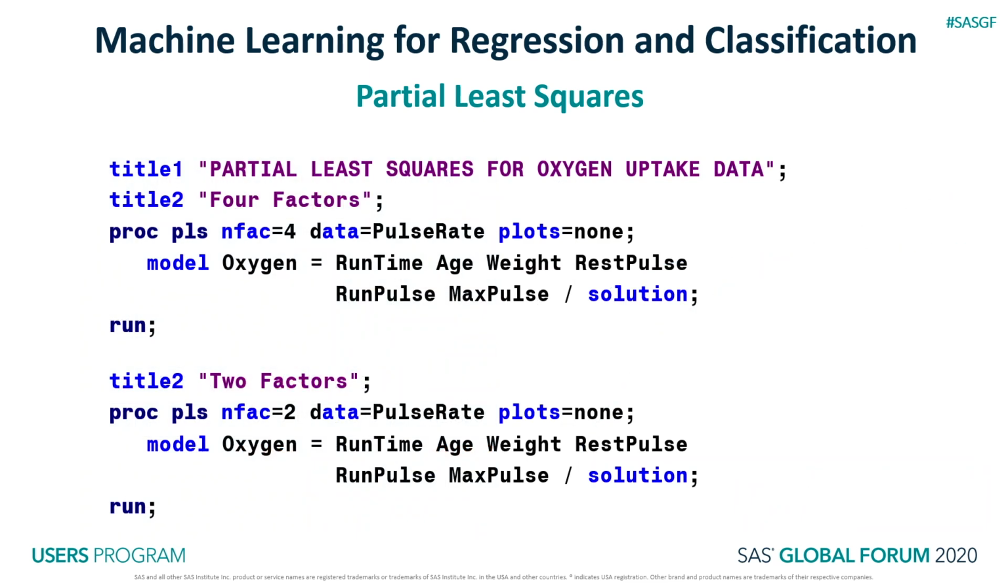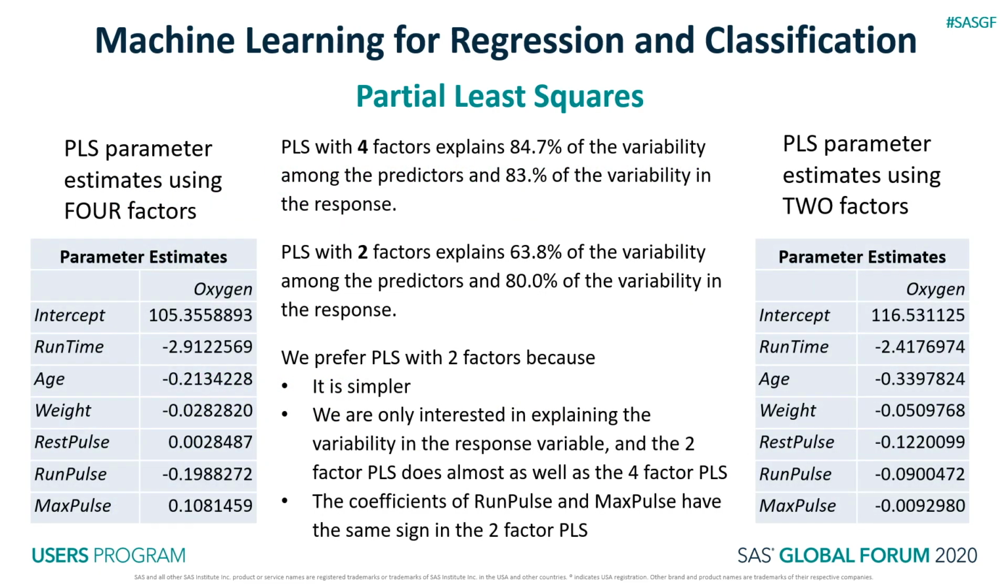So now I'm going to fit partial least squares models with 4 factors and with 2 factors, these being the 2 candidate models that were thrown up by the initial analyses. And I want to compare the results from both of these. In particular, I want to take a hard look at the solution, which is the coefficients, the estimated coefficients for the original variables. So this slide is pretty densely packed, I'll own up to that. So if I look at the partial least squares fit with 4 factors, that explains 84.7% of the variability among the predictors and 83% of the variability in the response. And so that seems to be doing a little better than the partial least squares with only 2 factors, which explains only 64% of the variability among the predictors and 80% of the variability in the response.